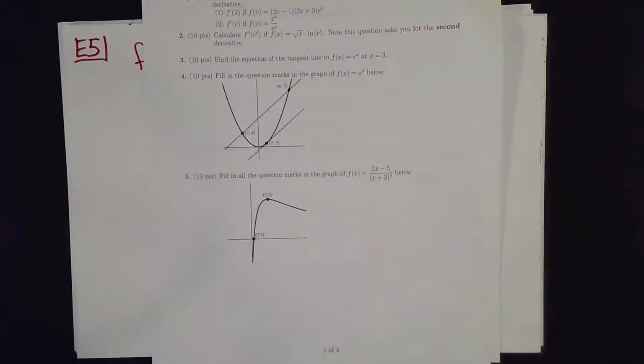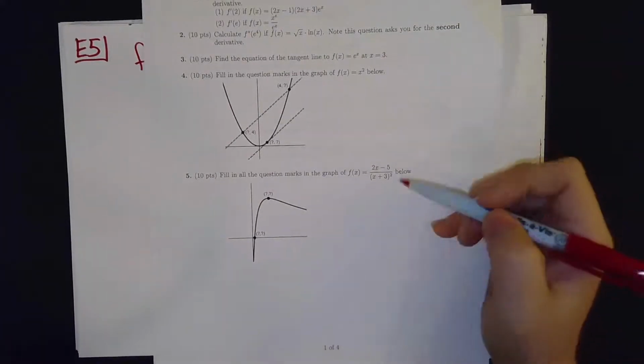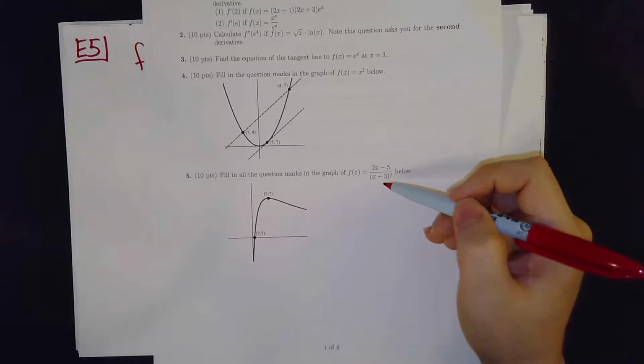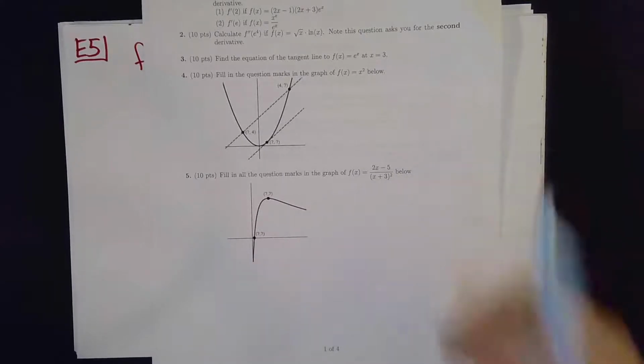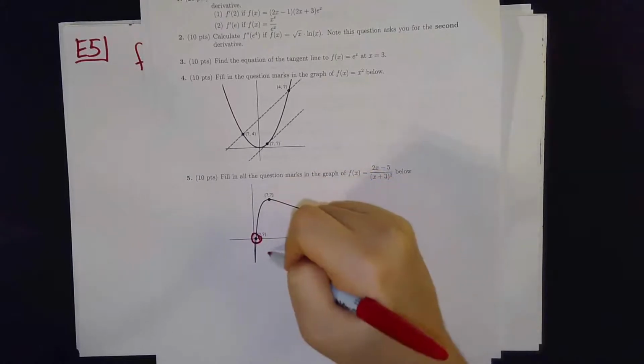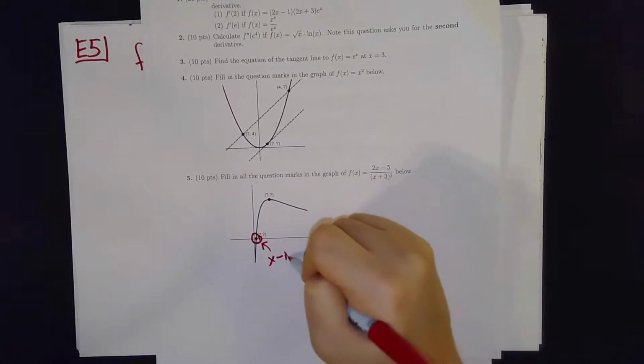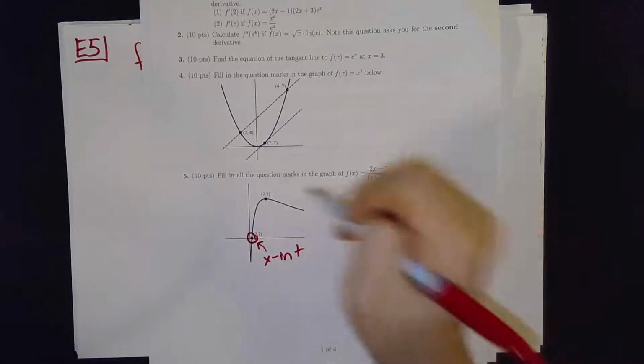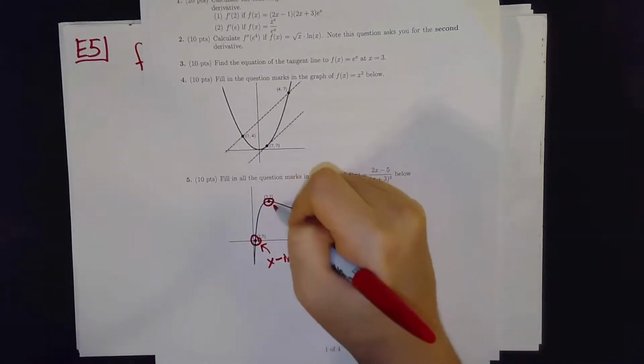Okay, so we're asked to find these 2 points in the graph of this function. So we have to identify what sorts of points these are first. This one here is an X-intercept. And this one here is a critical point.